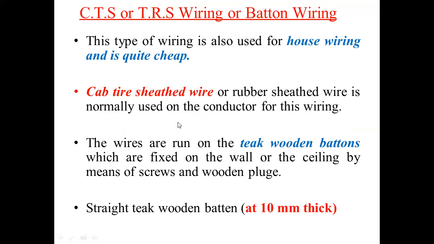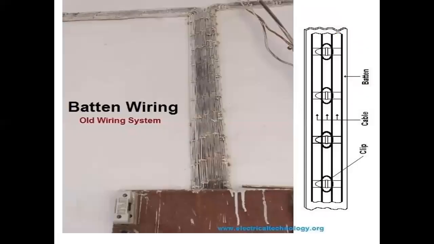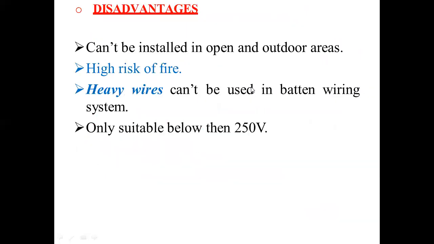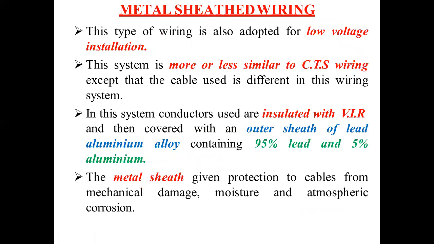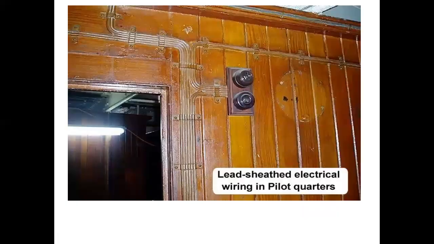Next one, we'll move faster. CTS, cab tyre sheathed or tough rubber sheathed wiring. So this is the batten wiring or old wiring system. I will move to the next, metal sheathed. This is the next type of wiring, that is lead sheathed or metal sheathed type wiring. You have seen this in some of the older quarters.